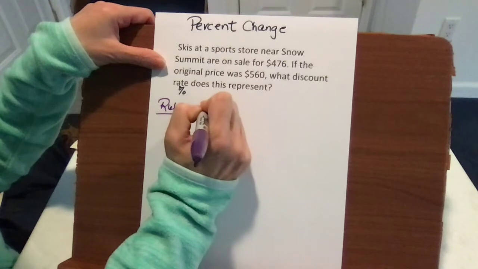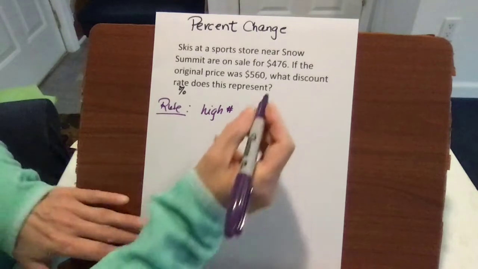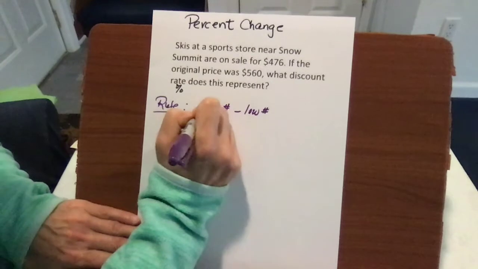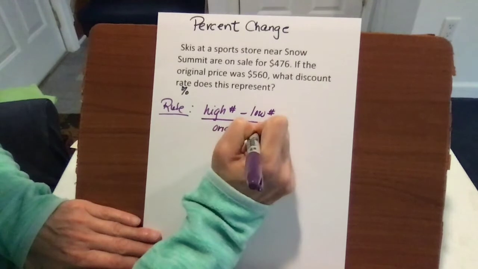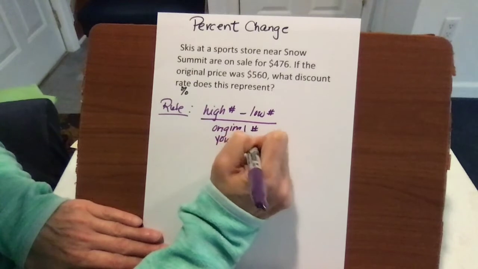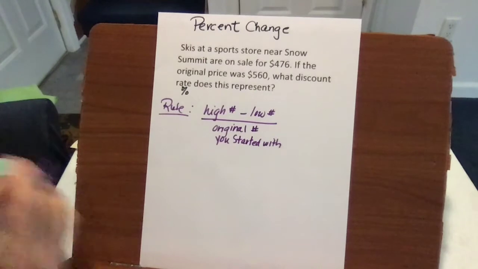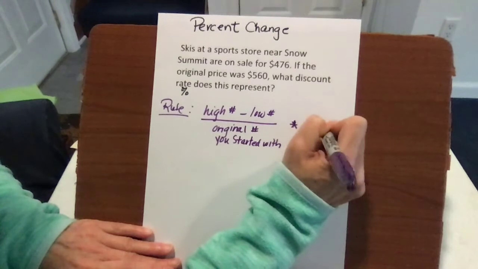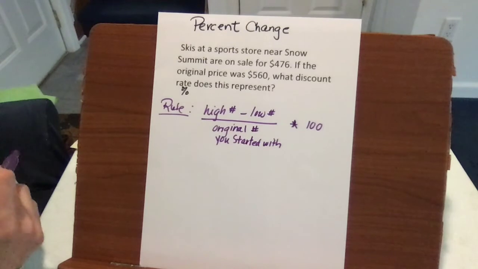It is going to be the high number, whatever that is, money, number, amount of things, whatever. So high number minus low number, all divided by the original value you started with. And I'm putting this in very simple terms. Then we're going to times this amount by 100, and we're not going to do it all in one string. We're going to do it in steps, and that's going to give you the percentage amount.